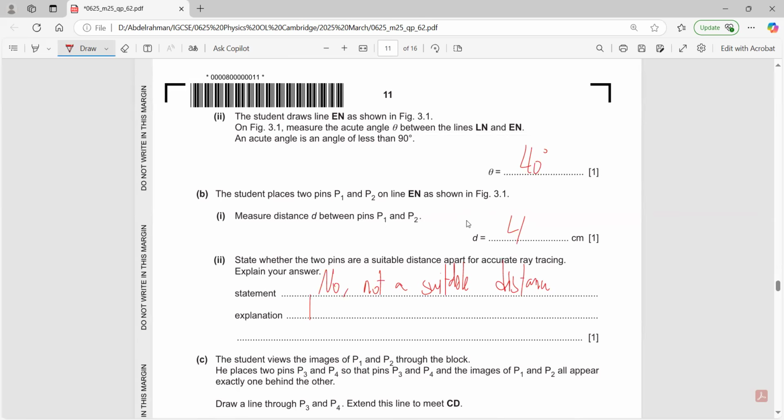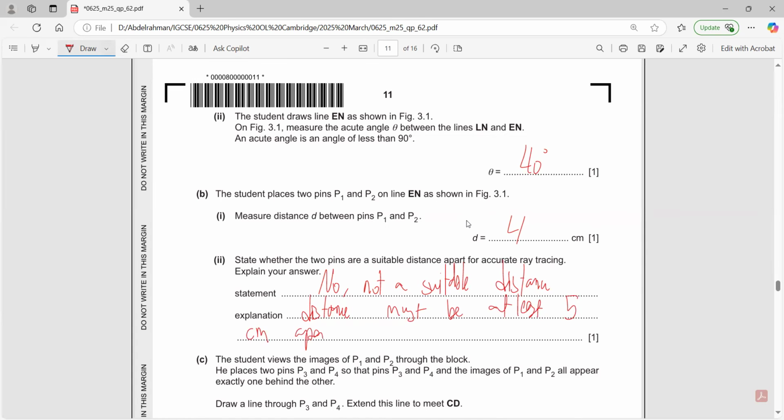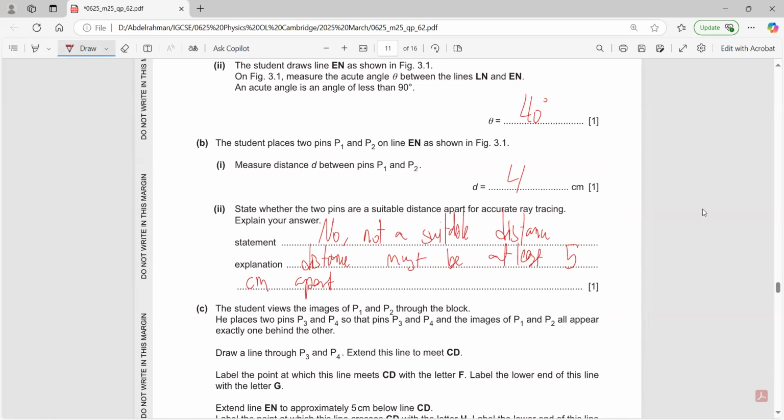The distance must be at least 5 centimeters apart, or more. Definitely more would be okay.